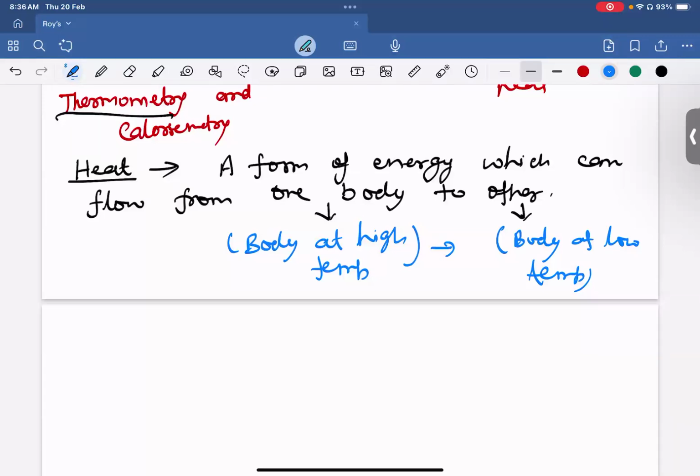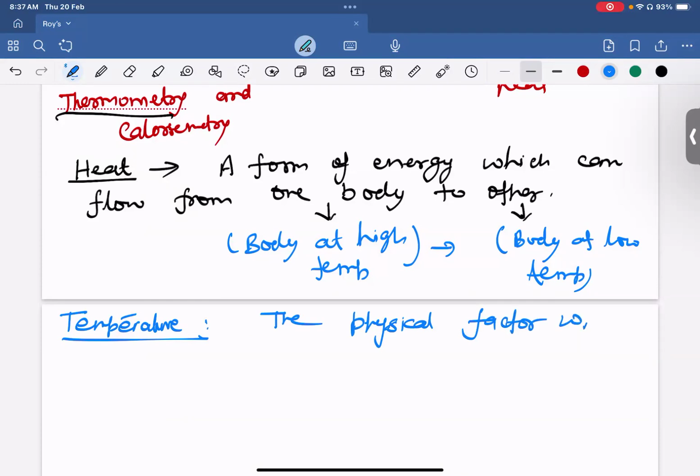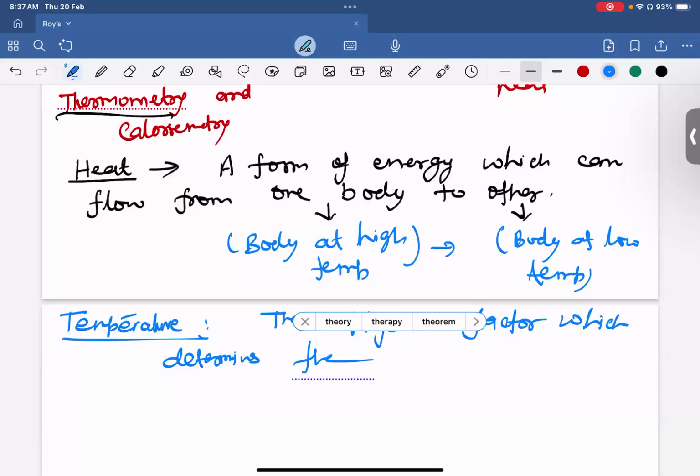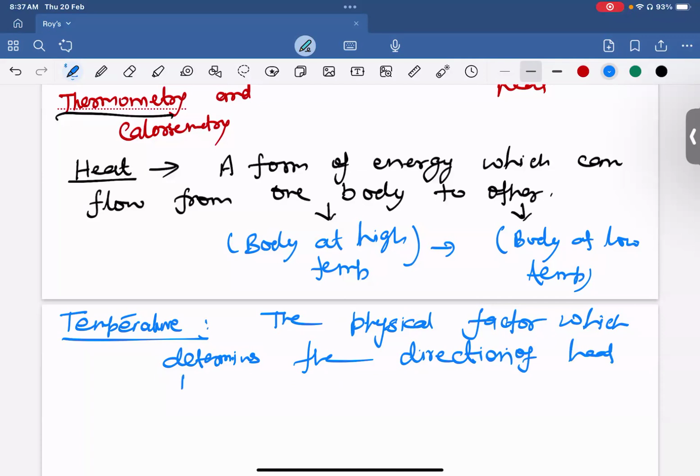So we can write the definition of temperature also. The definition of temperature is basically the physical factor which determines the direction of heat flow.